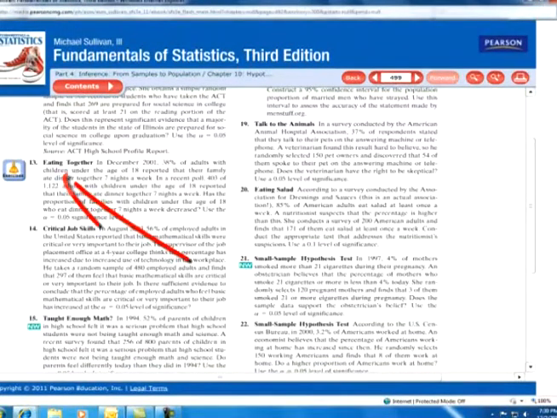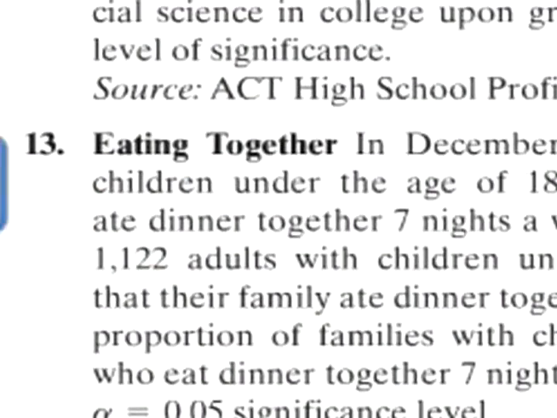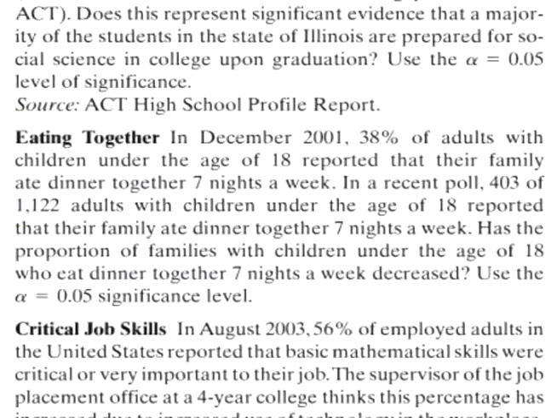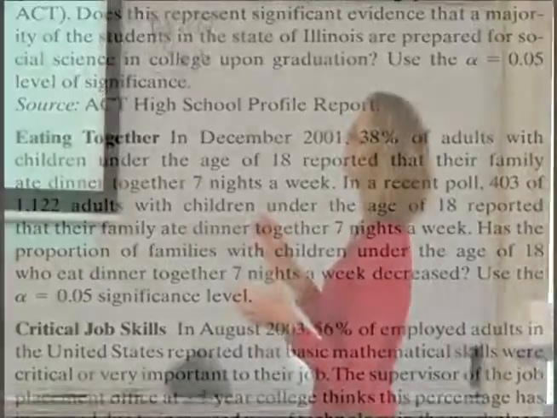Okay, this is problem number 13. It's on page 499. And it's a hypothesis test of one proportion. It says, in December of 2001, 38% of adults with children under the age of 18 reported that their family ate dinner together 7 nights a week. Okay, that's in 2001. So there's your set proportion that has been established. Okay, everybody cool with that?